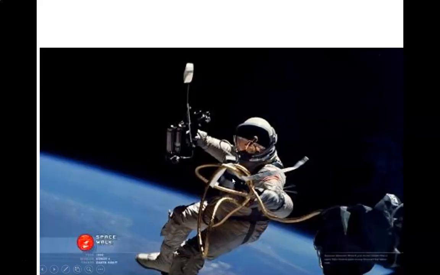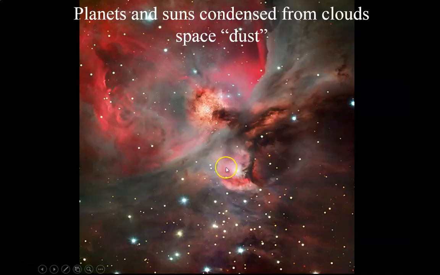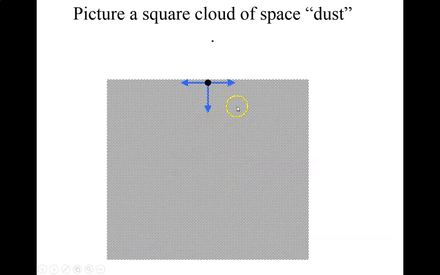All right. So why did all the planets turn out pretty round? Why don't we have any square planets? Things like that. Well, planets and stars and suns and all that stuff condense from clouds of dust, interstellar dust. And if we were to look at a pocket or a square of space dust, and we were to look at the force acting on a little particle of this space dust.